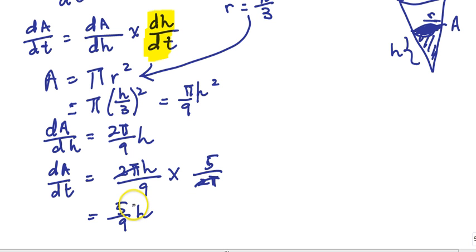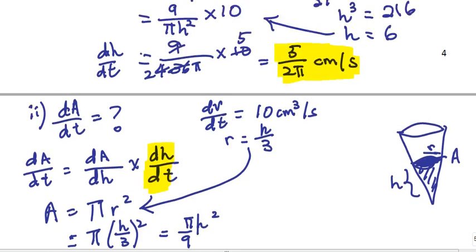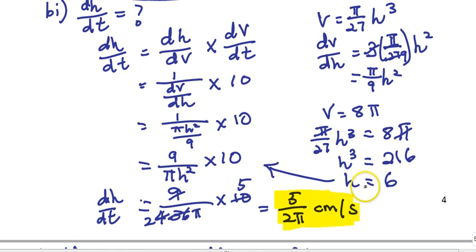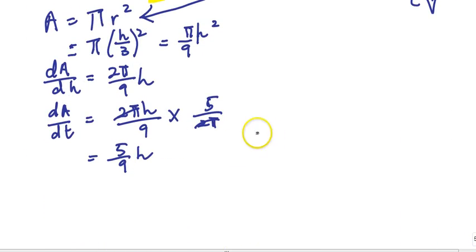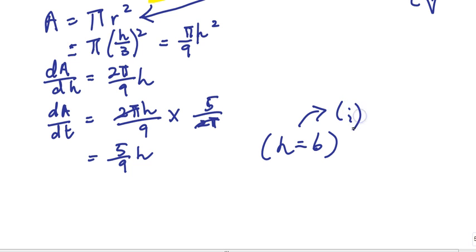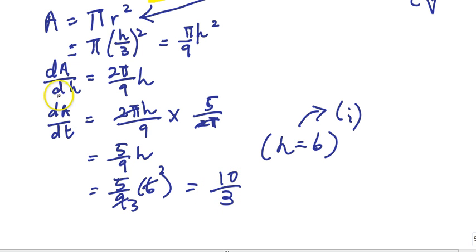And to work out a value, we need to find out what the value of h is. Earlier we know that when V is equal to 8 pi, h is equal to 6. This was from part 1. So if we put the value of 6 inside, we get 5 over 9 times 6. Work this out, and you end up with 10 over 3, and this is the rate of change of area with respect to time. So the units will be cm squared per second. And this will be the answer that you're looking for.